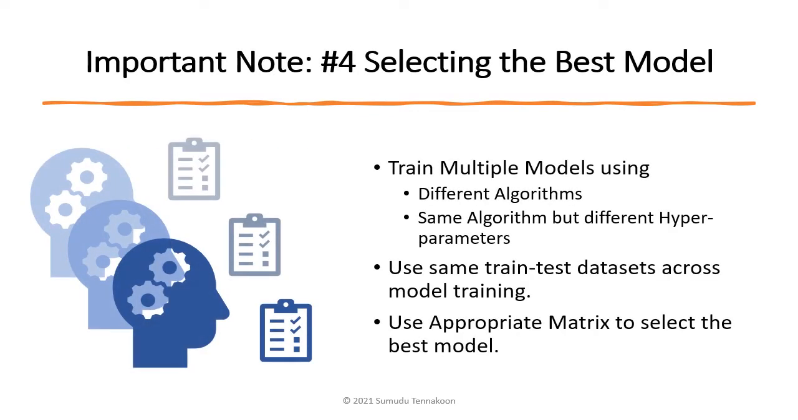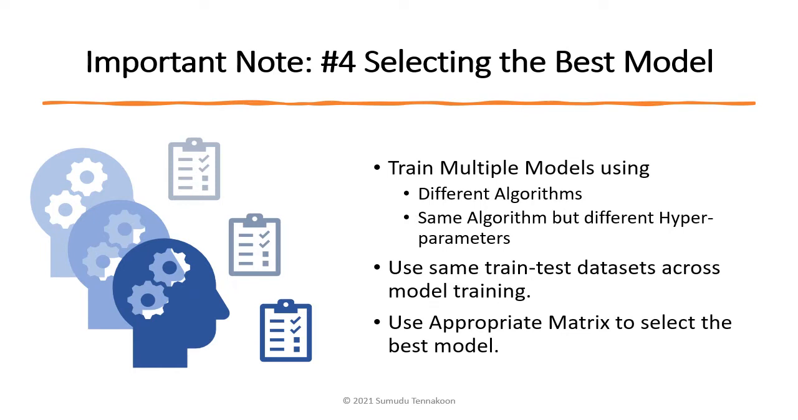Note number 4 is selecting the best model out of the number of models you build. In some machine learning attempts, we need to build several models. So we learn about hyperparameters. We can train models using different algorithms. For a classification problem, you can use logistic regression, random forest classifier, tree classifier, or support vector machines, right?